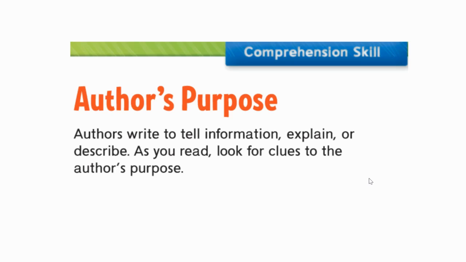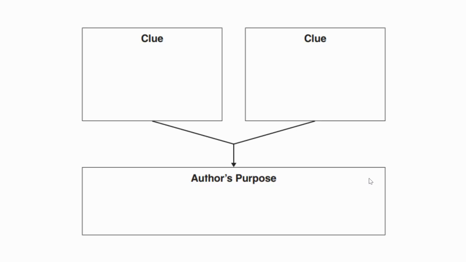Today, we are going to identify 2 clues from our story together. And at the end, you are going to identify the author's purpose. Let's get started. Remember that this is the graphic organizer we have been using this week to identify author's purpose. 2 rectangles up above, pointing down to one longer rectangle at the bottom labeled author's purpose.